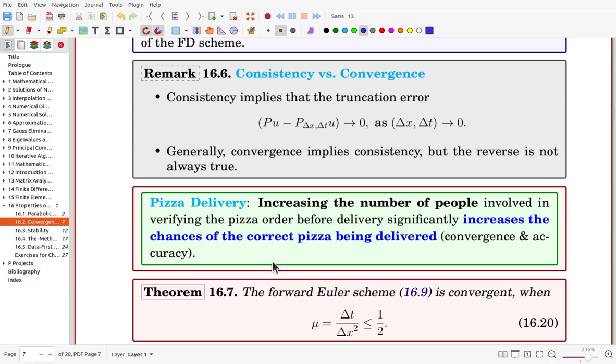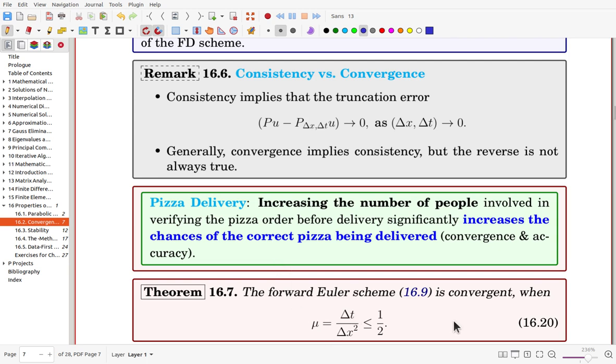Okay, let's see here, pizza delivery. Increasing the number of people involved in verifying the pizza order before delivery significantly increases the chances of the correct pizza being delivered. It is a sort of convergence that can be achieved, and we can say that the accuracy is good.